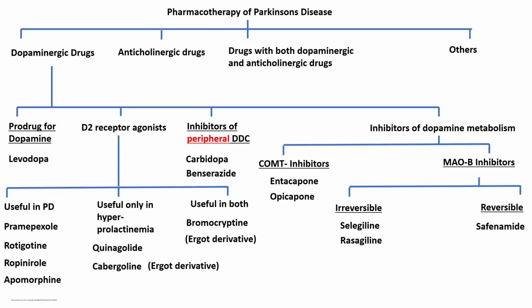Now, anticholinergic drugs used in the treatment of Parkinson's disease include benztropine and benzhexol, otherwise called trihexyphenidyl, and drugs with both dopaminergic and anticholinergic effects include amantadine. Other drugs used for the treatment of Parkinson's disease include estradiol and many others.